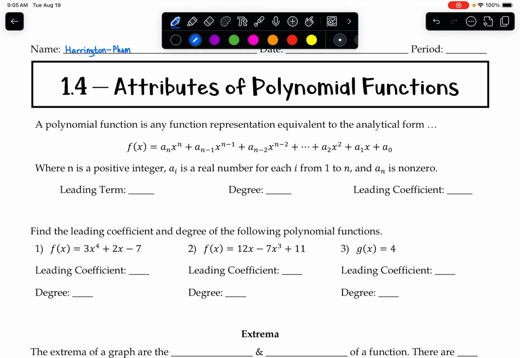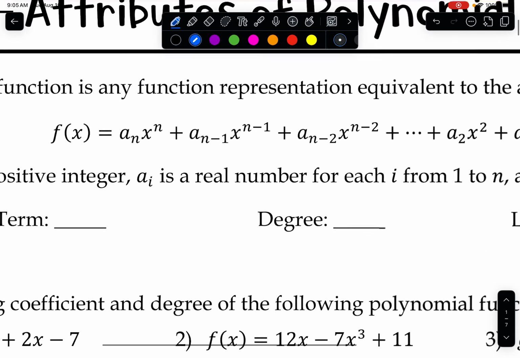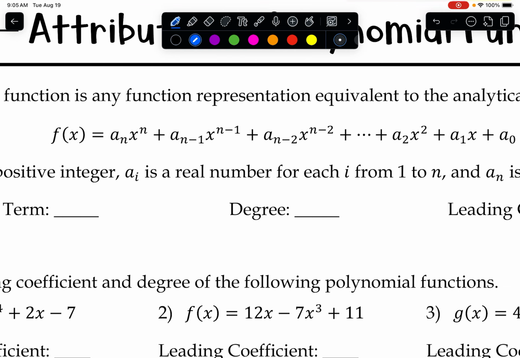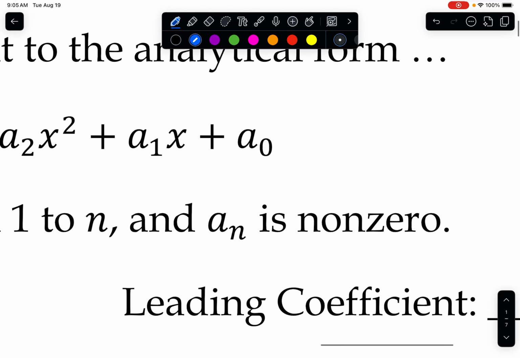Welcome back, everyone. In this lesson, we're going to talk about attributes of polynomial functions. We're going to look at more specific characteristics of these equations and graphs. Starting off with the general equation form of a polynomial, we have this monstrosity right here, where f of x equals a sub n times x raised to the n plus a sub n minus 1 times x raised to the n minus 1, and so on, until we get down to a constant term.